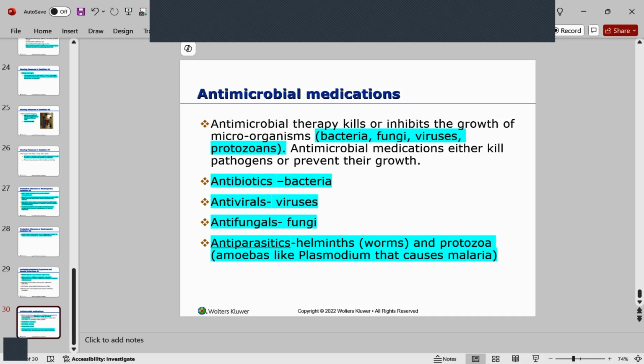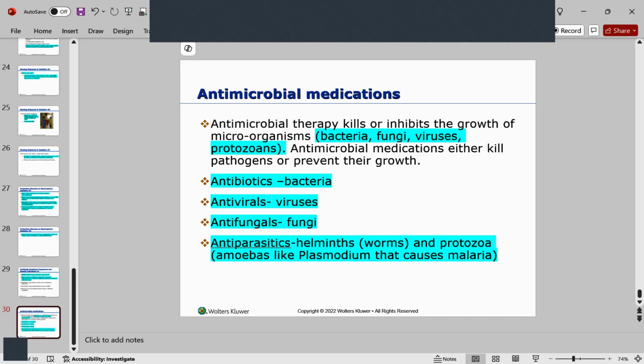So now, what do we do to treat these patients that are infected? So we use some type of antimicrobial therapy or medication. What that does is it either kills the organism or it slows down its growth. Okay. So what do we have? We have antibiotics. Antibiotics only attack bacteria. Antivirals only attack viruses. Antifungals are for fungi. And then we have antiparasitics that attack helminths, worms, ew, and protozoa, ew, which are things like amoebas. Plasmodium is an amoeba that causes malaria that's transmitted through a mosquito.